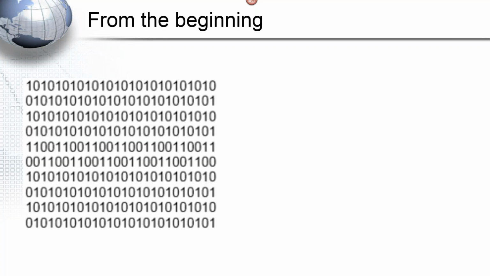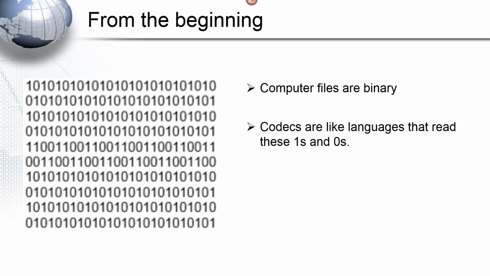To get to the bottom of this, we're going to start from the very beginning about how these files are organized. All computer files are binary in nature. In other words, they are a combination of a bunch of ones and zeros that make up the various files on your computer. Video files are no different.